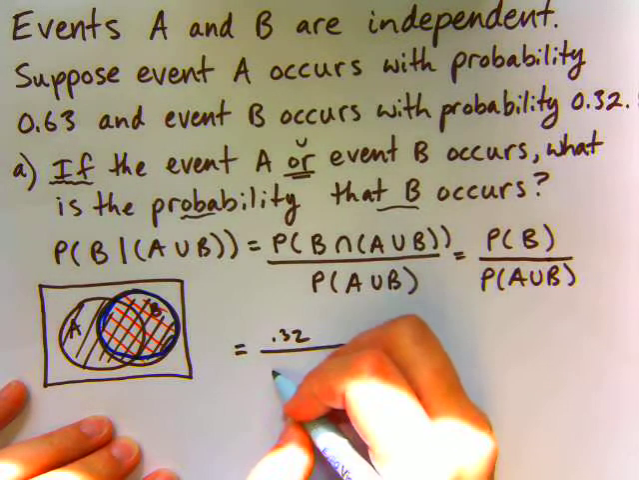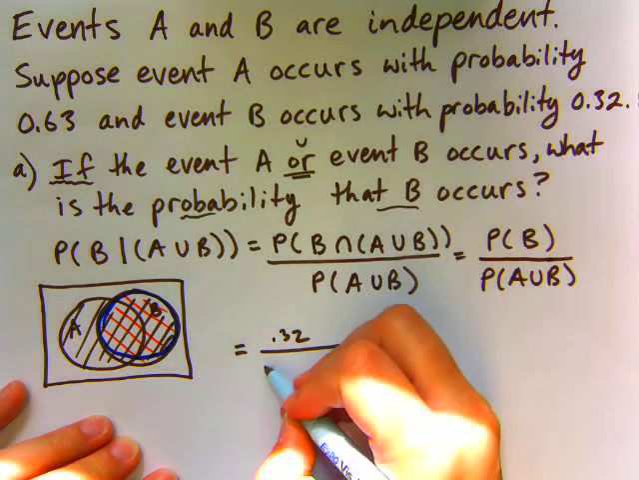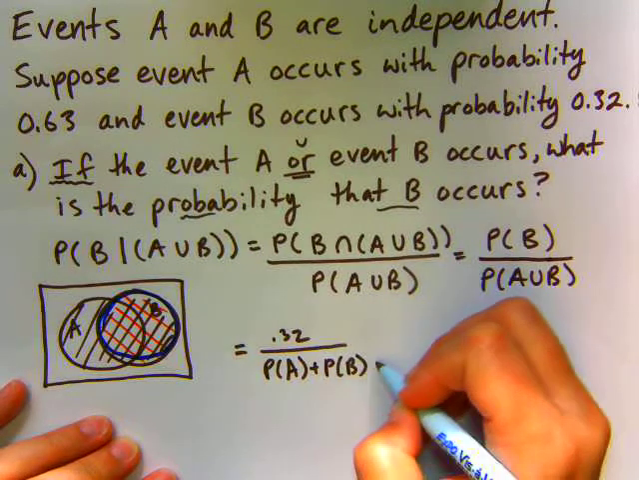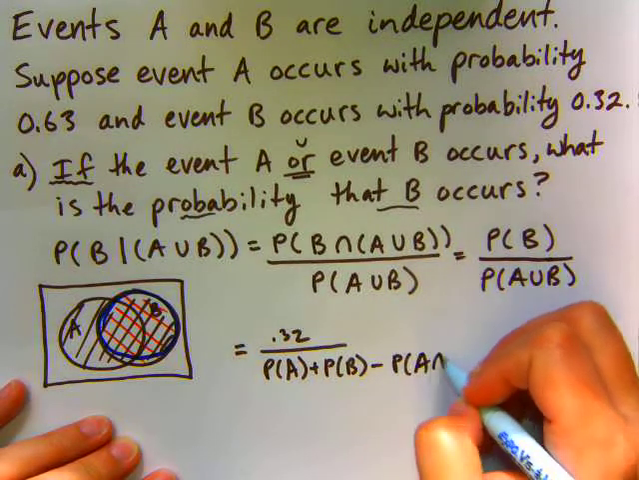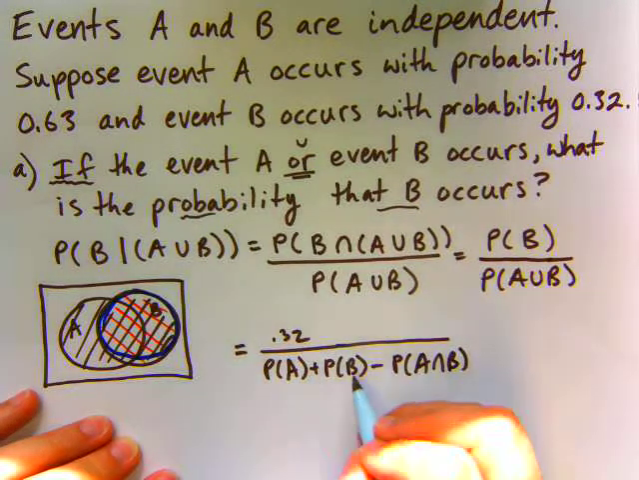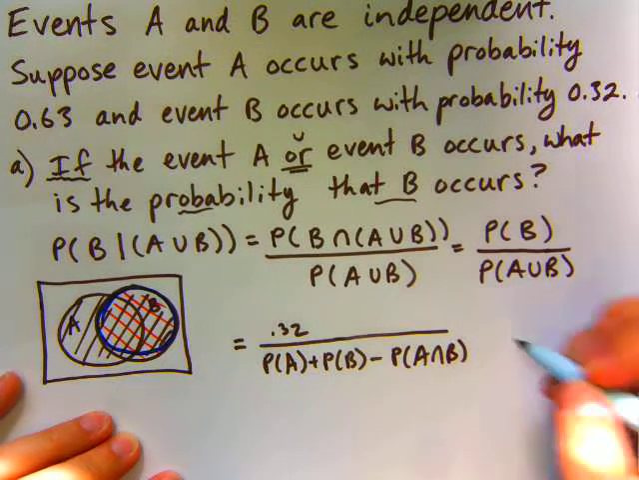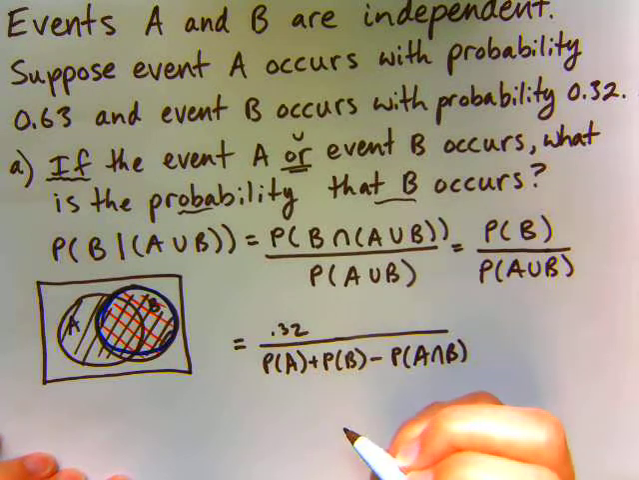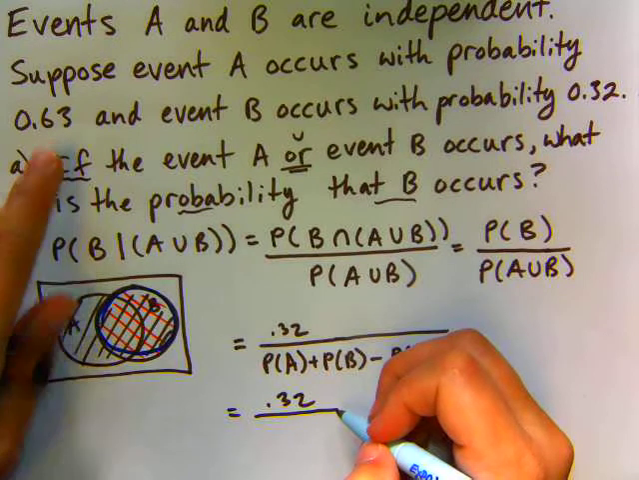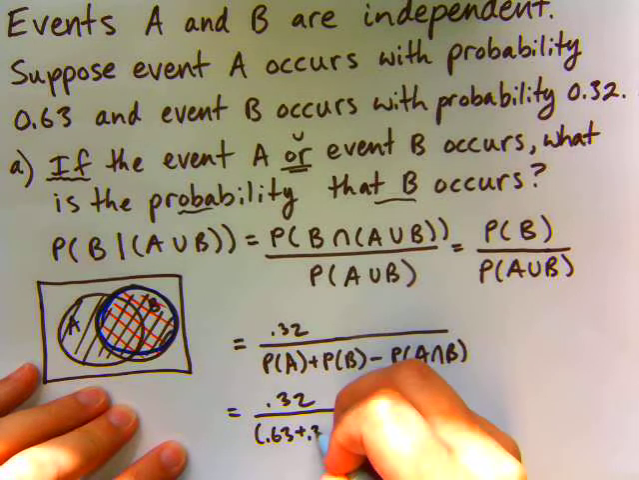On the bottom, when we write out the union between two events, it's the probability of the first event. I'll actually write the whole thing. Probability of A plus the probability of B minus the probability of A and B. That's the definition of our union. And we have these two pieces given to us, but we don't have the A and B. So this can be actually simplified. If we're looking, we still have 0.32 on the top. Probability of A was 0.63. Probability of B was 0.32.